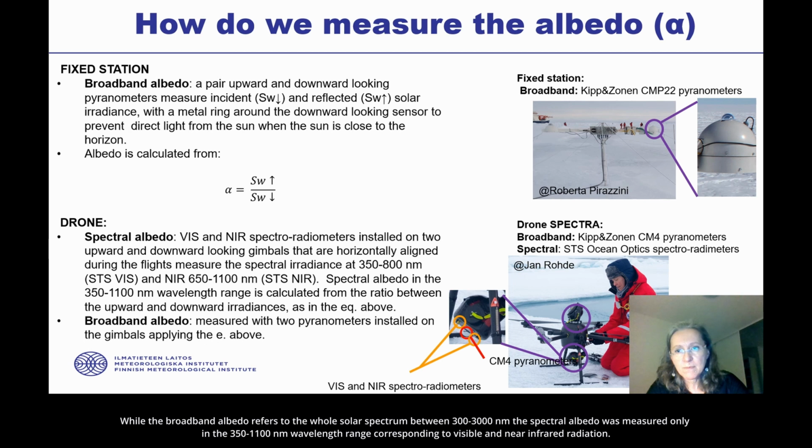While the broadband albedo refers to the whole solar spectrum between 300 and 3000 nanometers, the spectral albedo was measured only in the 350-1100 nanometer wavelength range, corresponding to visible and near-infrared radiation.